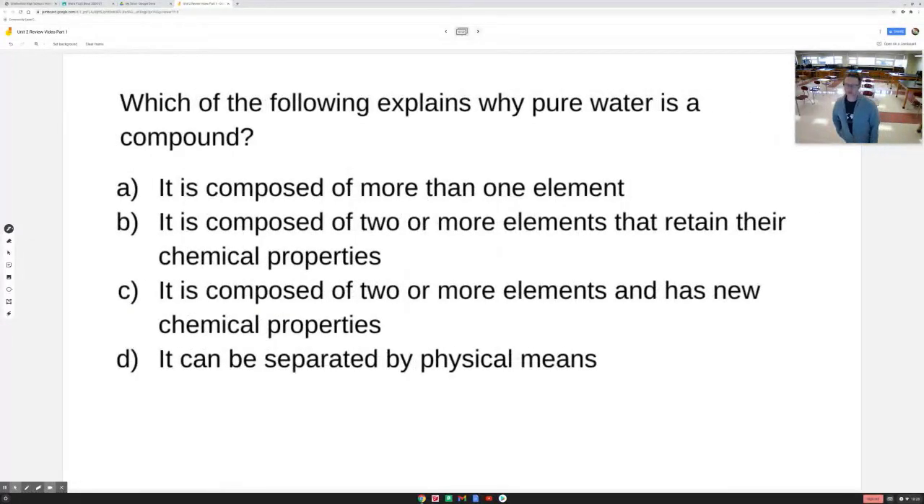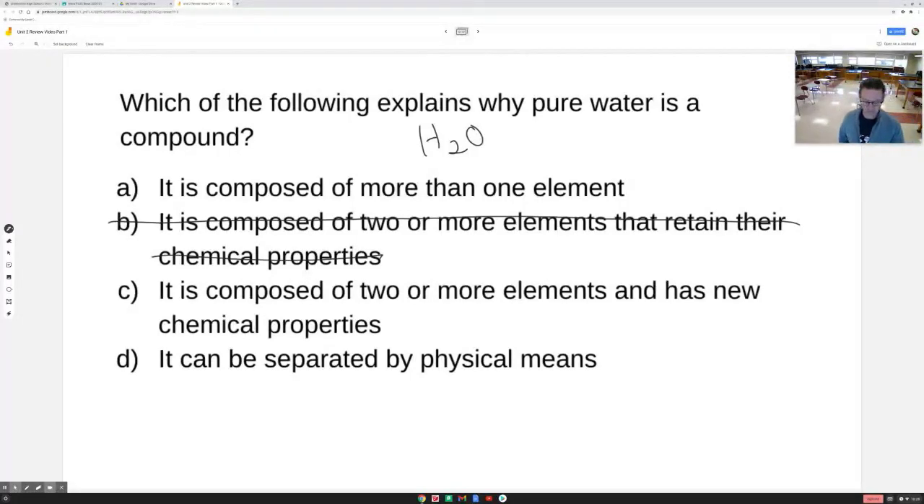Which of the following explains why water is a pure compound? Okay, it is composed of more than one element, right? Water is H2O, so that's a possibility. It's composed of 2 or more elements that retain their properties. Well, we already talked about this a little bit. Hydrogen and oxygen are both gases. Water is a liquid at room temperature, so they don't have the same properties.